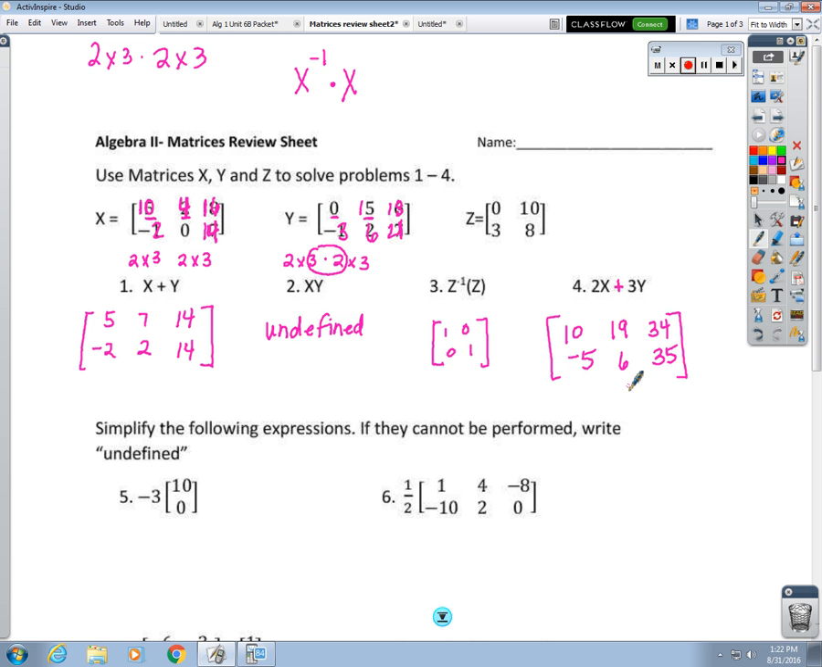Right. Okay, pretty easy. That's something I would also do by hand. You can type it in if you want. You would just type in 2, alpha zoom, put in your matrix x, plus 3, alpha zoom, put in your matrix y. Okay? All right, number 5.